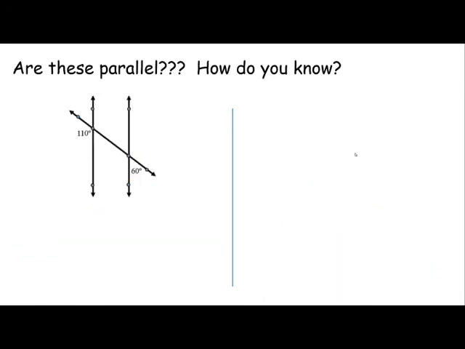I got 2 more of these just to get you some practice. Here again, pause the video, try it on your own. Notice I've turned it sideways this time. It doesn't change anything. These are both outside the parallel lines. They are on the same side of the transversal, so these are corresponding exterior. It's obtuse and it's acute, meaning these should be supplementary.